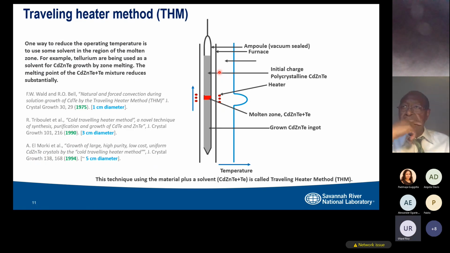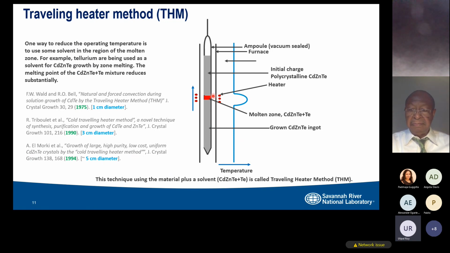And what is the traveling heater method? Traveling heater method is basically a solution growth technique, a very precise control of solution growth. If you see this ampule, we put a kind of disk of tellurium here. The tellurium melting point is about 450 degrees centigrade. And what does tellurium do? Tellurium does the same function as water does for sodium chloride. Tellurium is basically like water for cadmium zinc telluride.